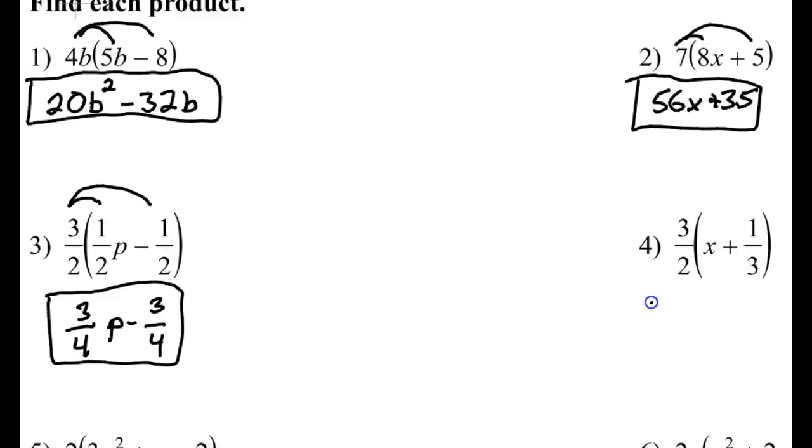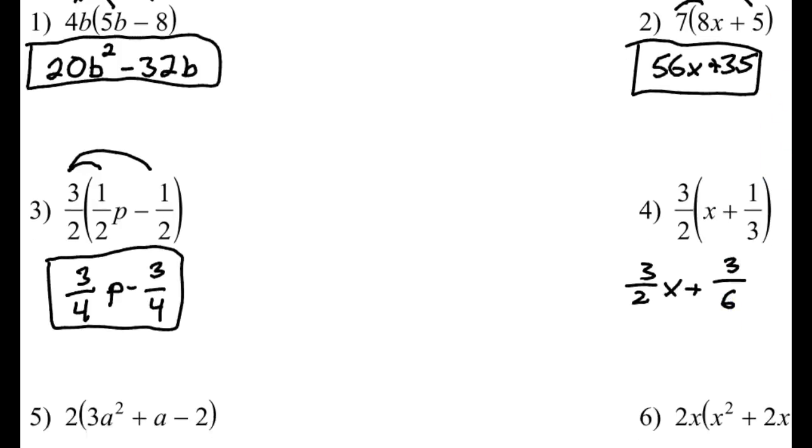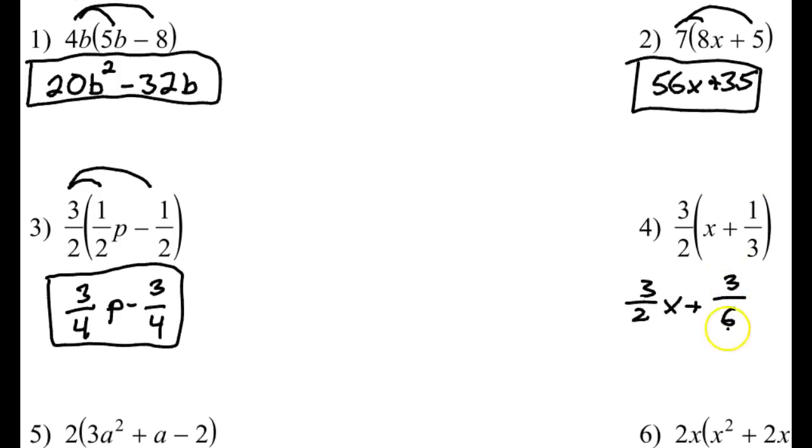So we should have 3 over 2x, since 3 times 1 is 3 and 2 times 3 is 6. Is that finished? No, because 3 over 6 reduces. Now that's one of those things you'll be reminded of if you actually check with somebody right now. Maybe they did this and you didn't, and you're like, oh yeah, I have to do that.